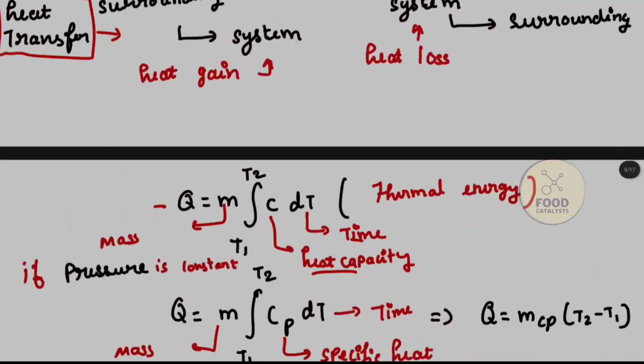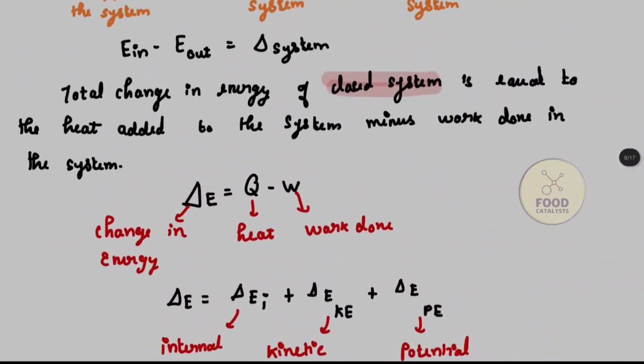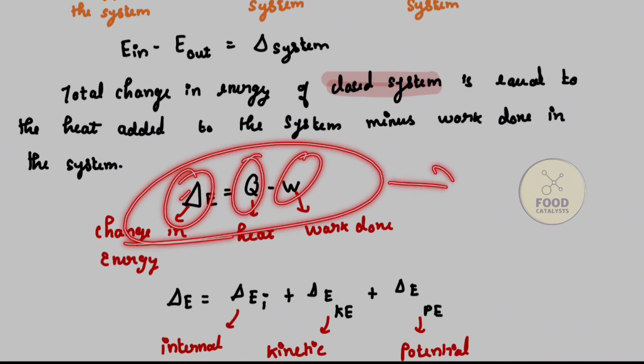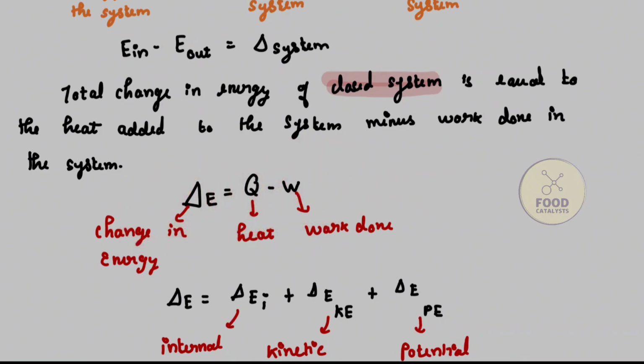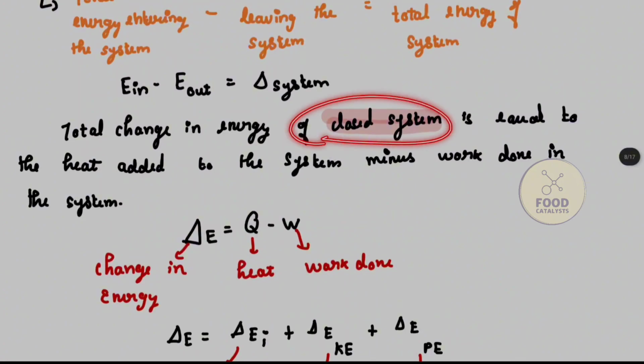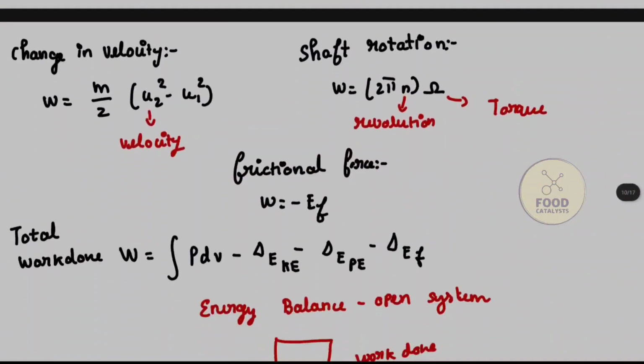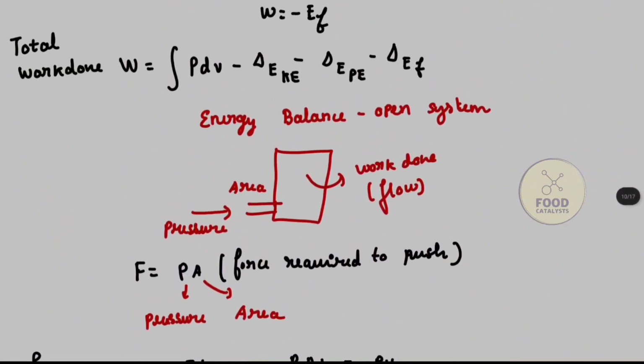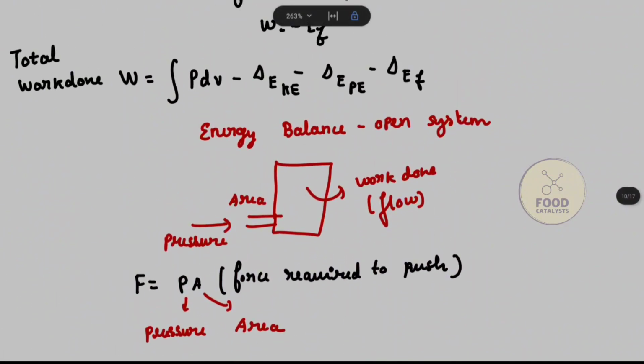Now we have seen all the three things, del E, Q and W. We can simply put that in the equation and solve it. But we also need to know the open system. Now we have only seen the closed system, but what about the open system in the energy? To study the open system, first of all, let's understand the system. For example, here in the open system, as you can see, it's open.